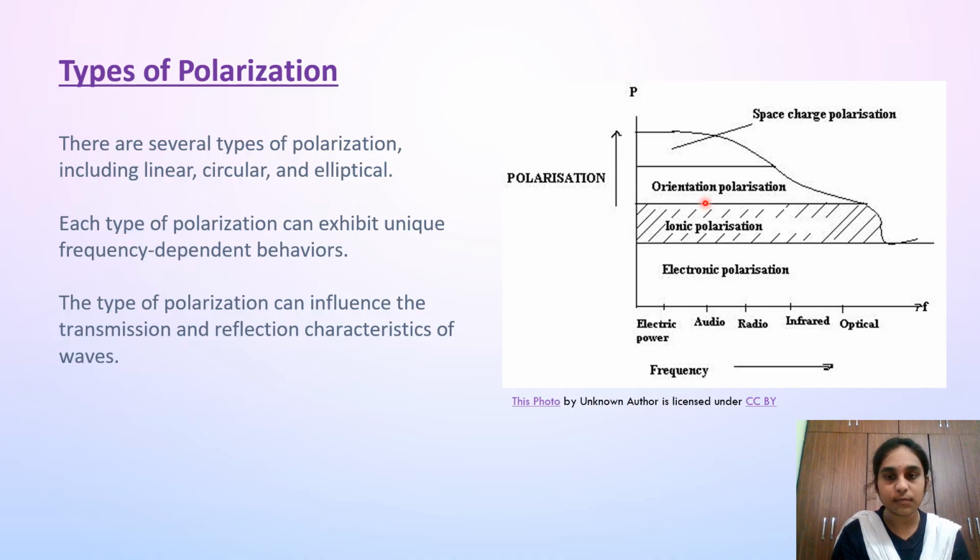Here, when we observe this graph, there are three types of polarizations: ionic, orientation and electronic polarization. When frequency increases, polarization also increases.